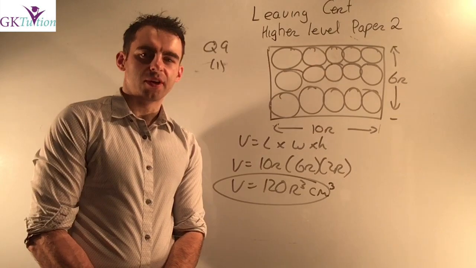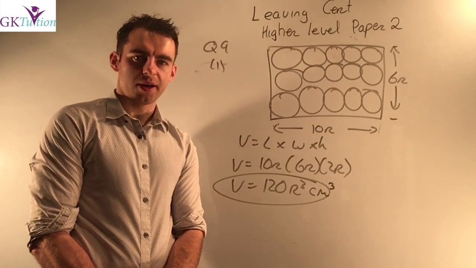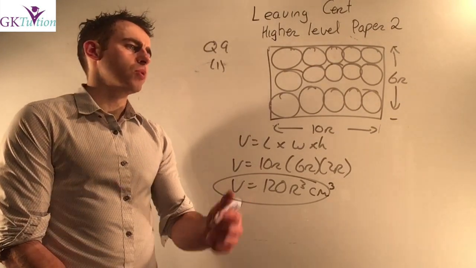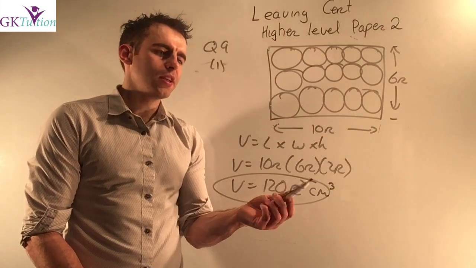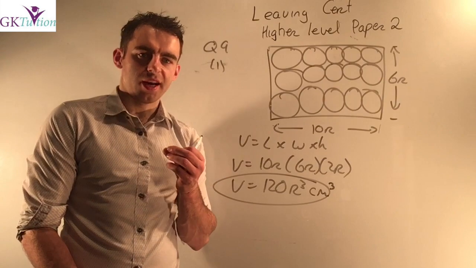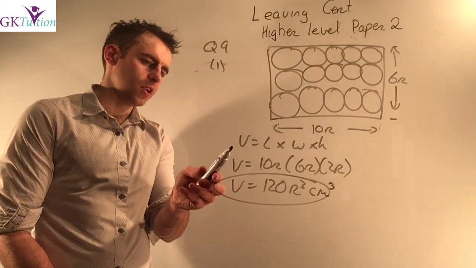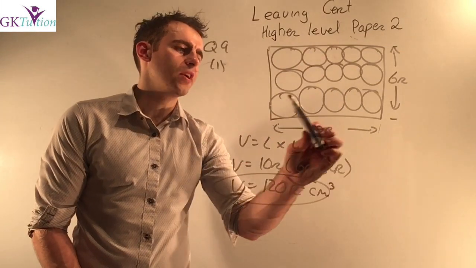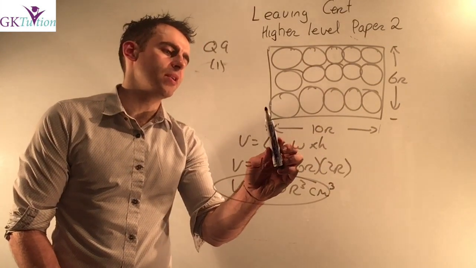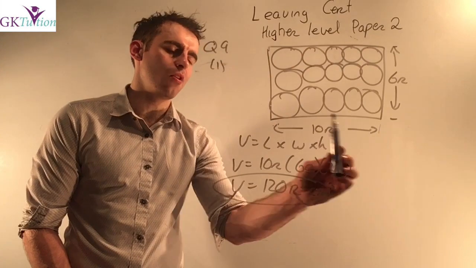Okay, for question 9, we've got 10 marks, then 15 marks, then 10 marks. The first question, we're given a rectangular box that is holding 15 snooker balls. The radius of each one is referred to as r, and I need to find the volume. The volume of a rectangular box is length by width by height. If there's 5 spheres lying in this dimension, that means that the distance from there to there is 10r.